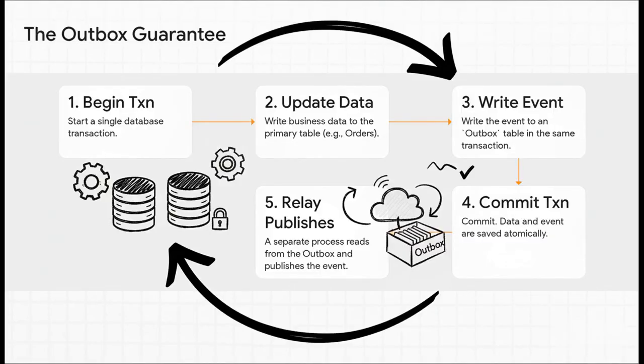Here's how it gives you that rock-solid guarantee. When you save a new order, you do two things inside one single database transaction. First, you write to your orders table. Second, you write the event itself to a special Outbox table. Because it's one transaction, they both succeed or they both fail together. It's atomic. Then a separate little process comes along, safely reads from the Outbox, publishes the event, and then marks it as sent. Your data and your events can never get out of sync.